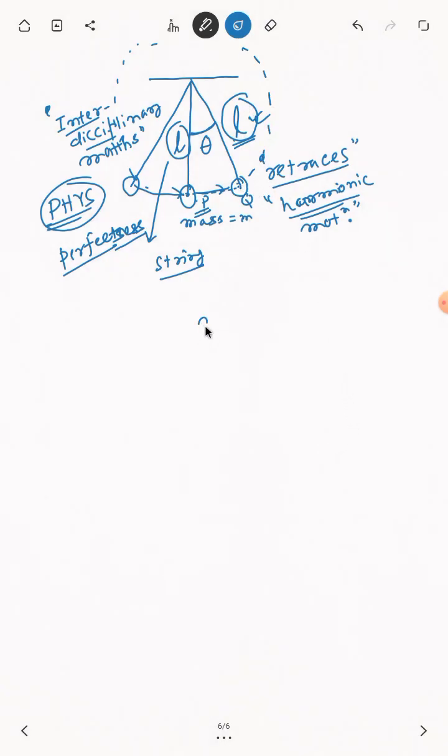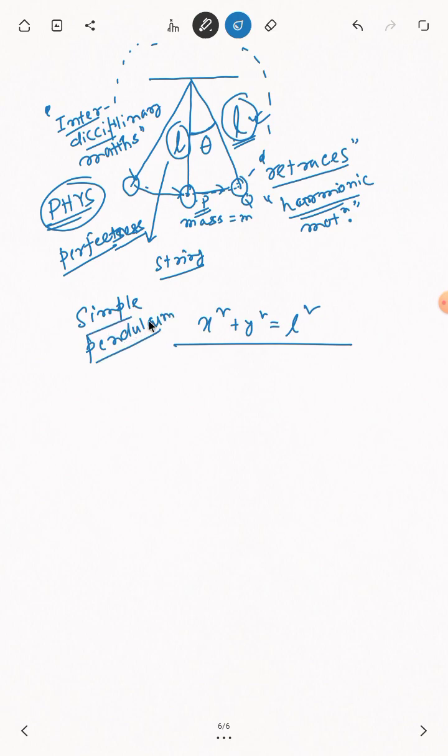So what is this equation? x square plus y square equal to L square. For a simple pendulum, this is called the configuration of a simple pendulum. In this simple pendulum, the particle stays constrained by the length of the string in this way. This is in the form of a constraint.